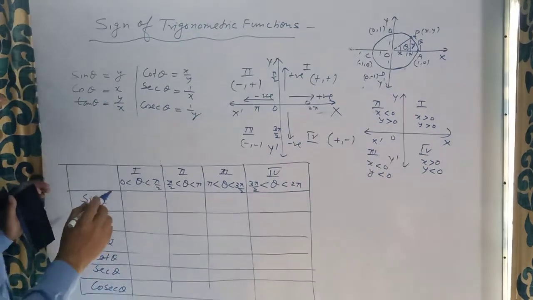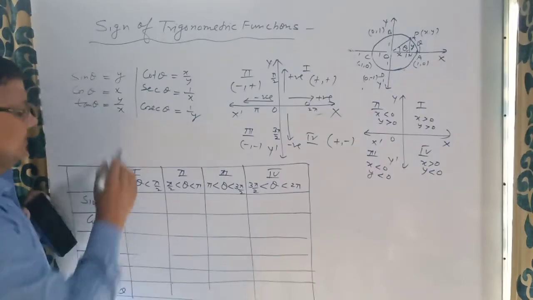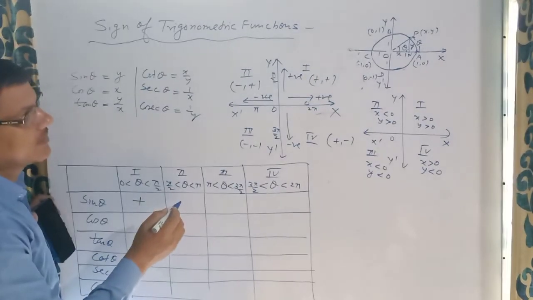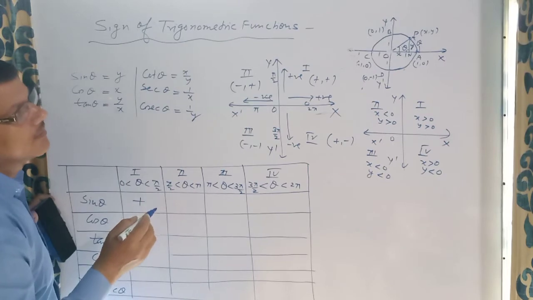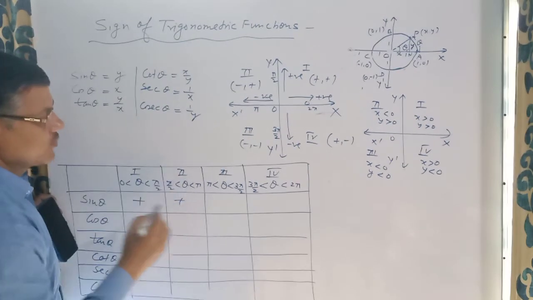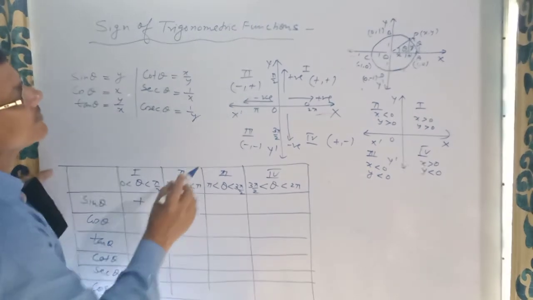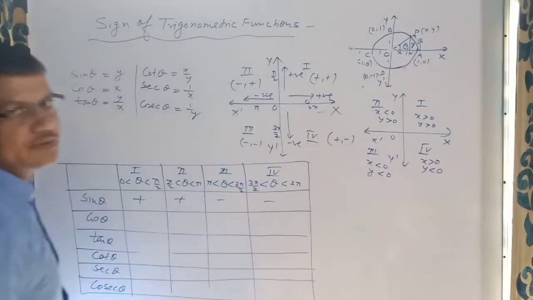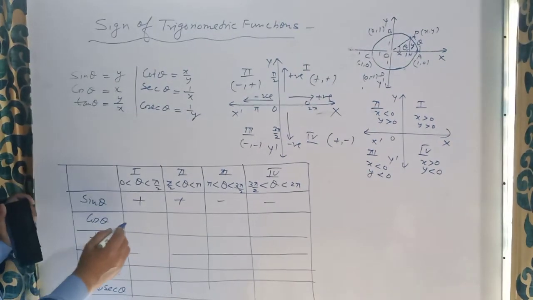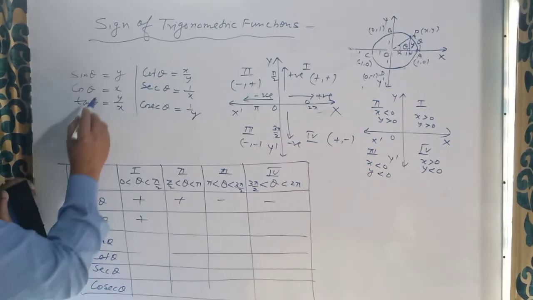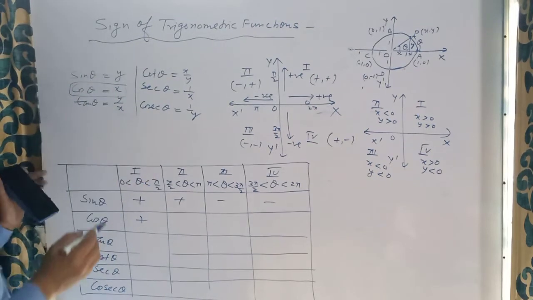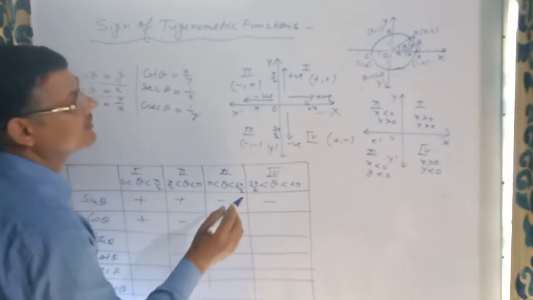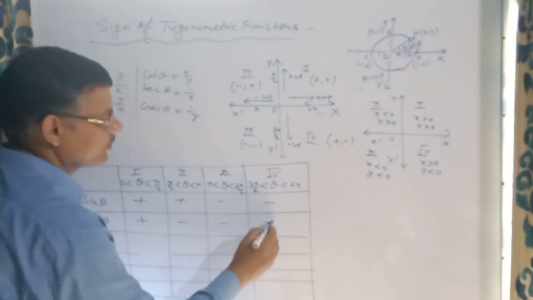In the first quadrant, what about the value of y? This is positive. In the second quadrant, what is the value of sine? That is y, that is positive. In the third quadrant, it is negative. In the fourth, it is also negative. This is about sine. What about the cos? In the first, plus. Cos theta is x. In the second, the sign of x is minus. In the third quadrant, the sign of x is minus. In the fourth quadrant, the sign of x is plus.